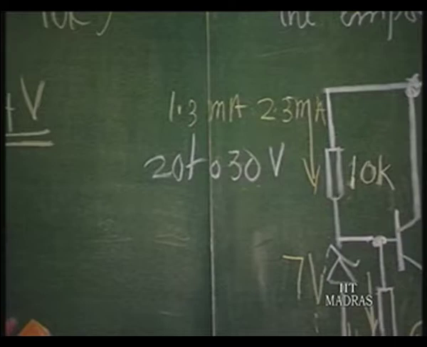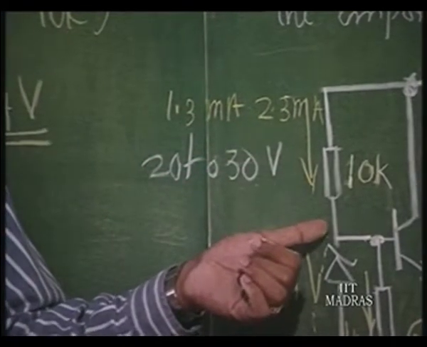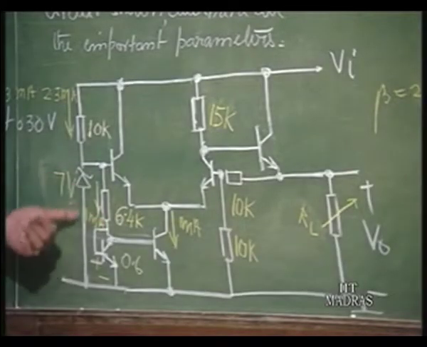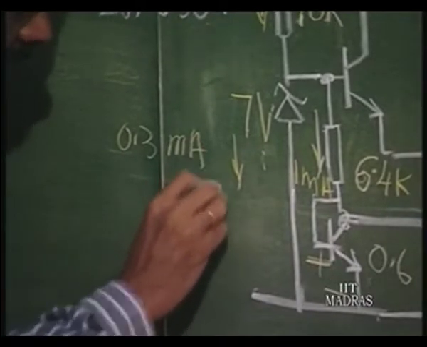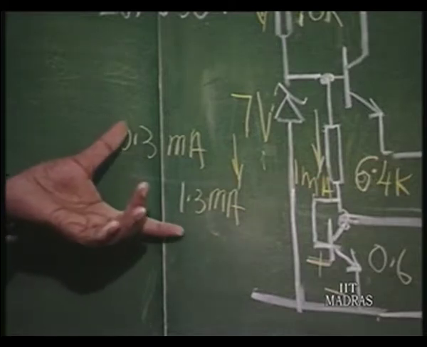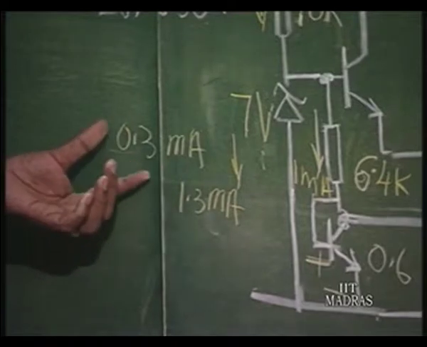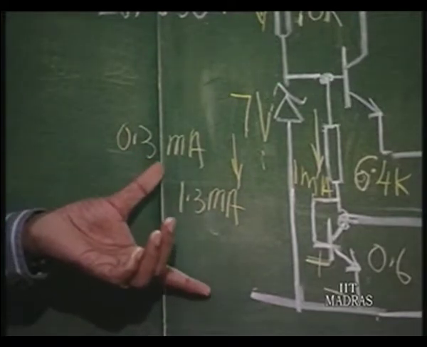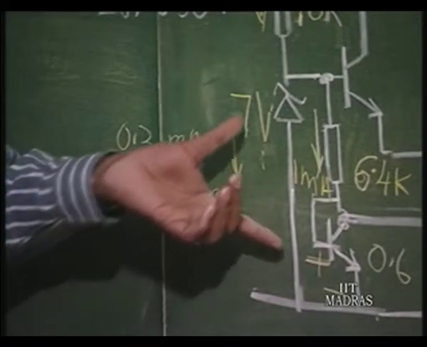Let us keep a note of this, because when 1.3 milliamperes is flowing, this 1 milliampere is taken away, and the Zener is left with 0.3 milliampere. So, this current is going to vary from 0.3 milliamperes to 1.3 milliamperes. That information is very useful for us. When it is changing from 0.3 to 1.3 milliamperes, obviously the Zener voltage will change, it will not be constant at 7 volts.